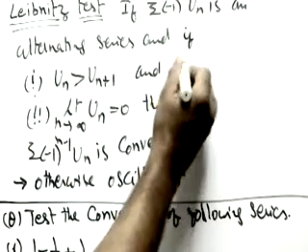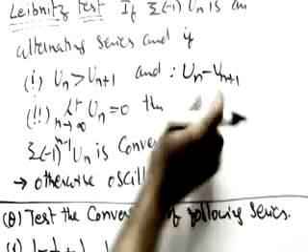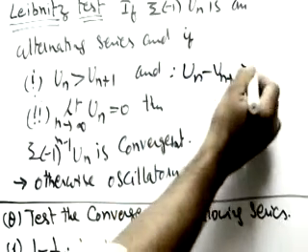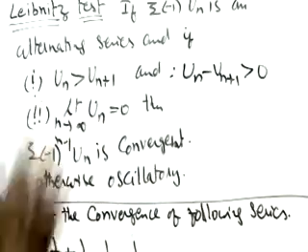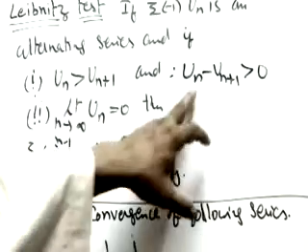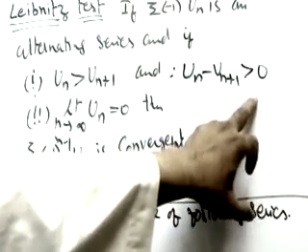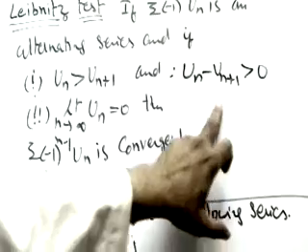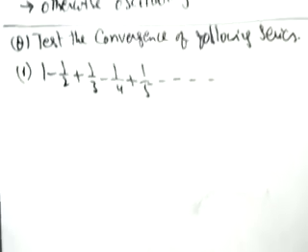How do we have to prove un greater than un plus 1? We have to subtract: take un and bring un plus 1 here, so we find un minus un plus 1. If this is greater than 0, that is, positive, then we can say un is greater than un plus 1.